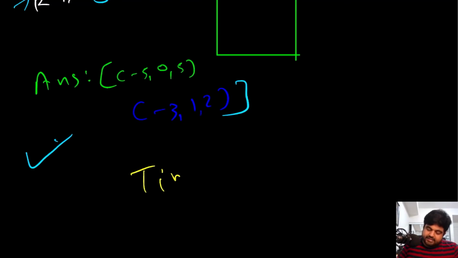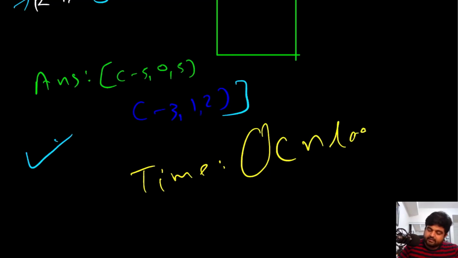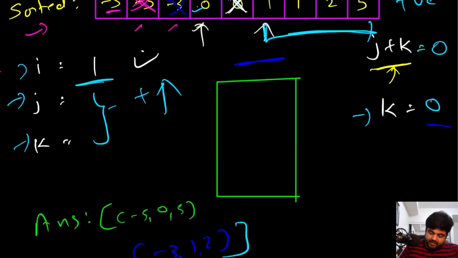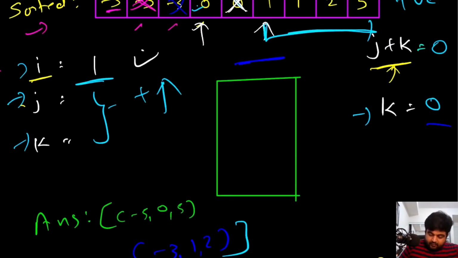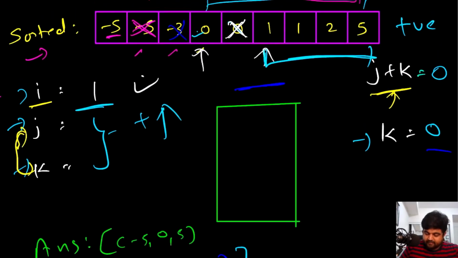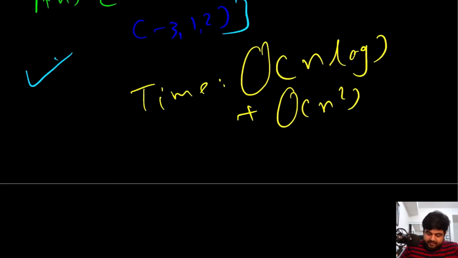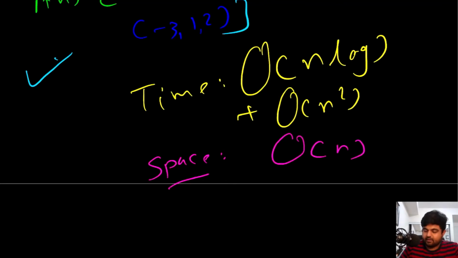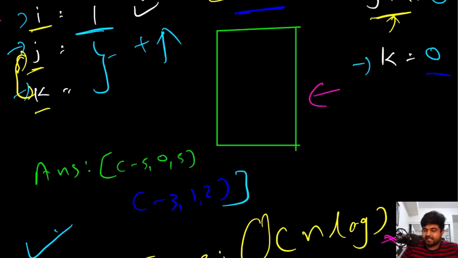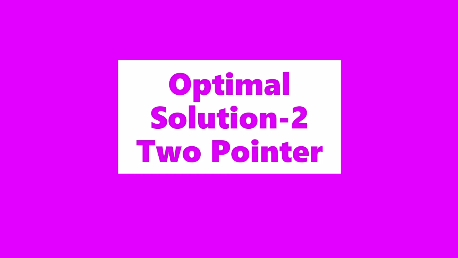Now if we see the time complexity, in this case the time complexity is going to be big O of n log n, that is to sort the array, plus big O of n square. Why? Because for any single ith value we will have to find the j and kth values, which means for every single one of them we will have to iterate over the entire list. So that takes big O of n square, and that is the best we can do. The space complexity is also going to be big O of n, because the sorting operation takes big O of n space, and we are also creating this hash, so that also takes big O of n space.